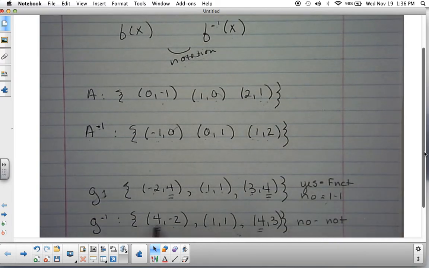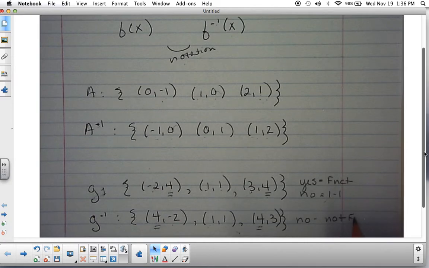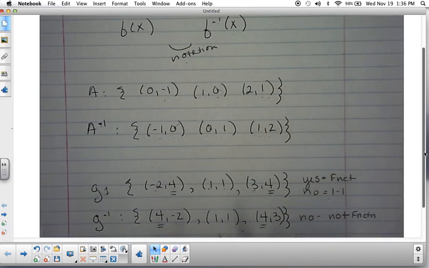And then when I reverse all the x's and y's, in the original the y's were repeating, but when I reverse it, now those y's are x's. So what does that mean about g inverse? G inverse will not be a function. No, not a function. Because all the things that were y's are now x's.